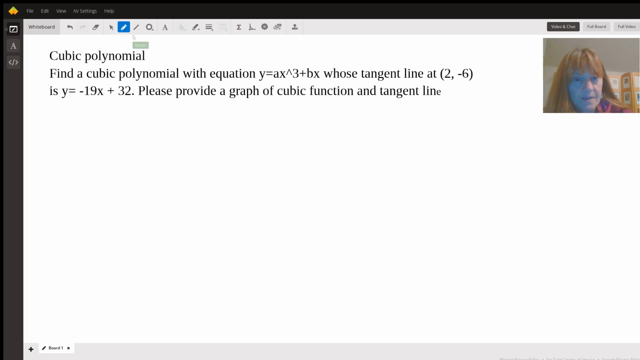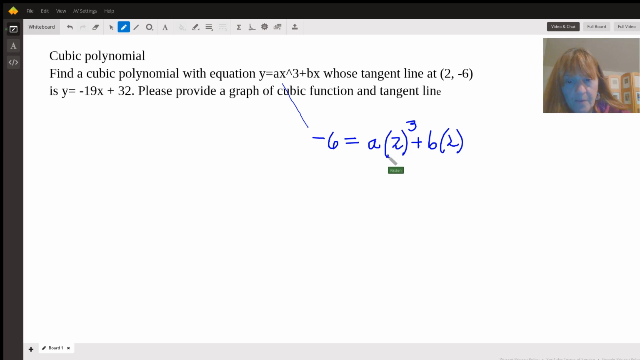Number one is that the given function has to pass through the point (2, -6). So that means the function y equals ax cubed plus bx has to satisfy -6 equals a times 2 cubed plus b times 2. It'll be helpful to write that in a more simplified fashion. So we'll cube the 2 and call that 8a plus 2b.